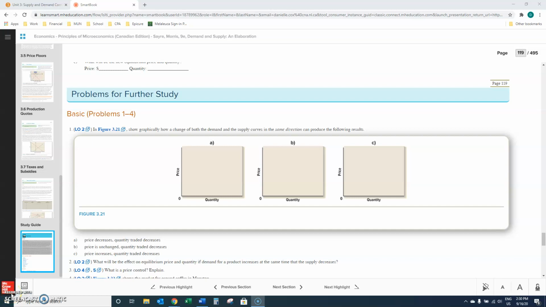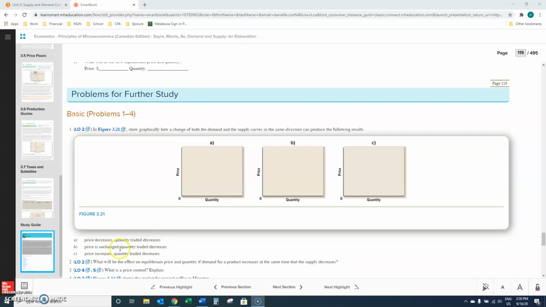Okay, let's take a look at problem number 1 in the problems for further study. Here we are asked to show graphically how a change in both supply and demand in the same direction could produce each of these results. In A, we want to show a price decrease and a quantity traded decrease.